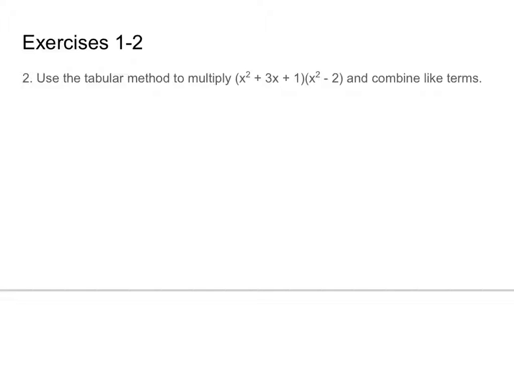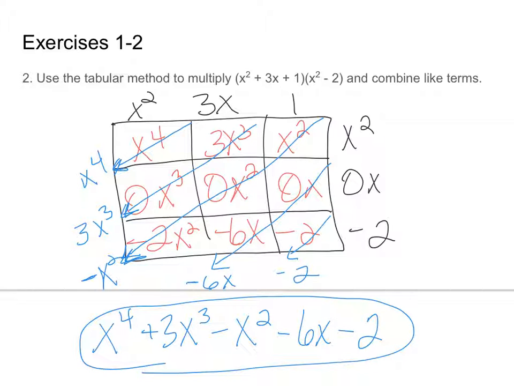I'm going to push pause though. I went ahead and decided to write my 0x in, but notice that gave me all zeros along this row, and when I added up the diagonal, it just kept everything very organized. You don't have to do that. It's totally up to you.